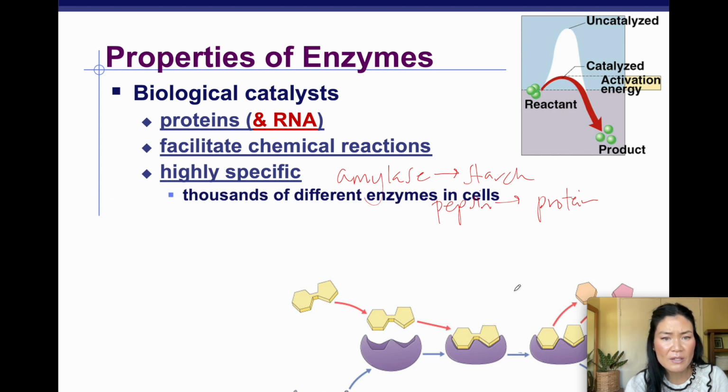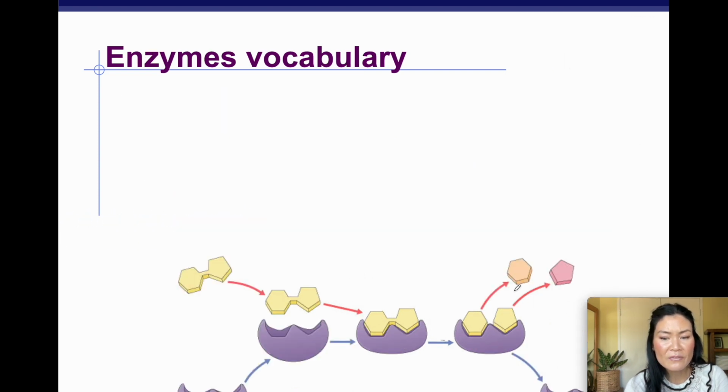They're highly specific. There's thousands of different enzymes in your cells, and they all catalyze, speed up, a specific chemical reaction, okay? So I like to say that for whatever chemical reaction we're dealing with in our cells, there's an enzyme for that. There's an enzyme for every chemical reaction. There's an enzyme for that. It controls reactions of life, keeping you alive, okay?